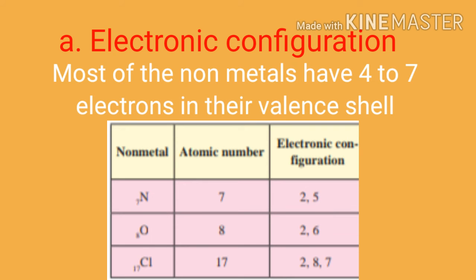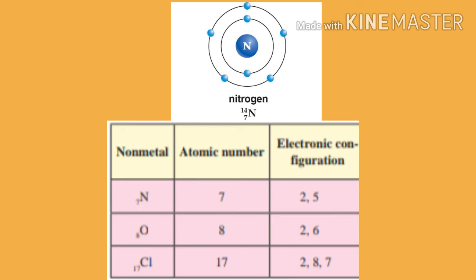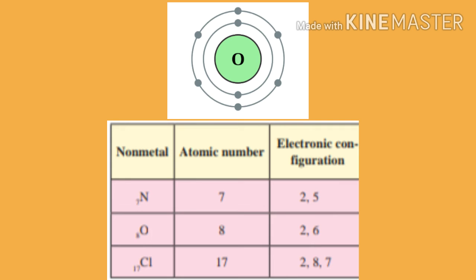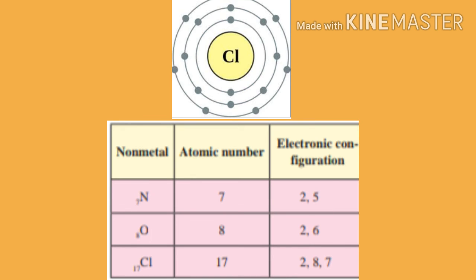So, non-metal nitrogen, atomic number 7 and the electronic configuration is 2, 5. Next element oxygen, atomic number 8 and the electronic configuration is 2, 6. And chlorine, atomic number 17 and the electronic configuration is 2, 8, 7.